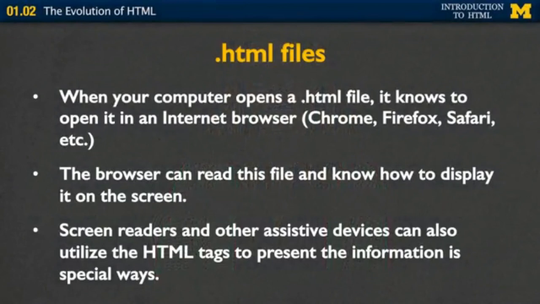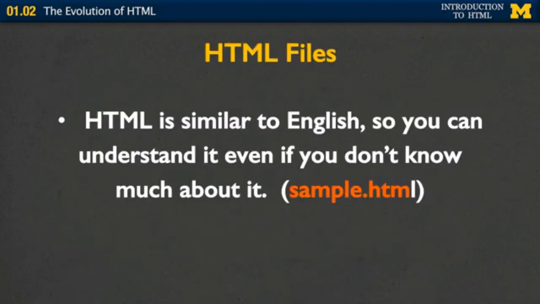In the same way, when your computer sees a .html file, it knows that it should open it in an internet browser such as Chrome, Firefox, or Safari. Your browser can read this file and it knows how to display it on the screen. It's more than that. HTML file tags also allow screen readers and other assistive devices to utilize the tags to present the information in new and special ways.